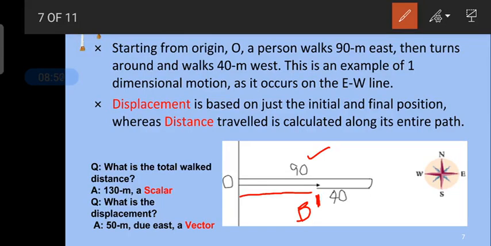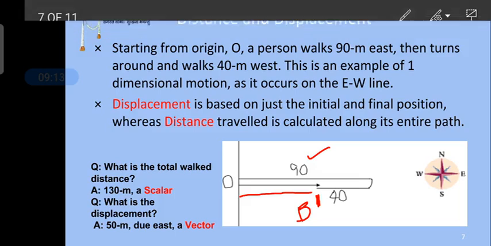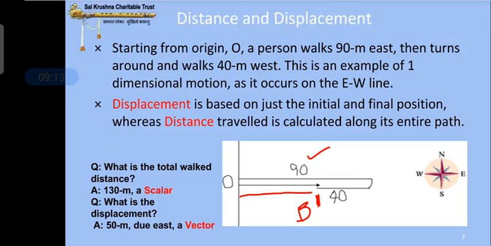Irrespective of whatever the person has moved, that is, 90 meters towards the east and then 40 meters towards the west, it is just representing only the initial and final position of the object. So the initial position was O. How many meters has it moved? It has moved 50 meters towards the east, and it is a vector quantity. Why? Because it is representing the direction also.